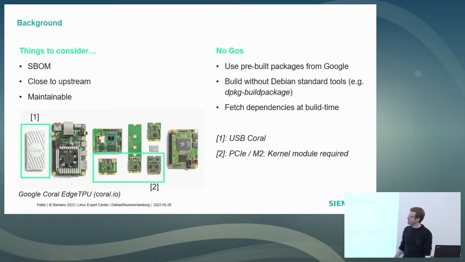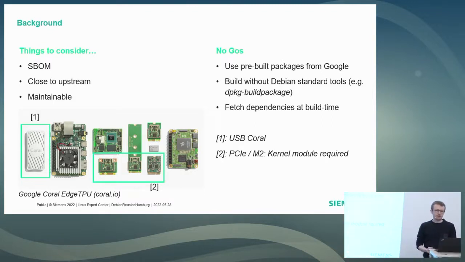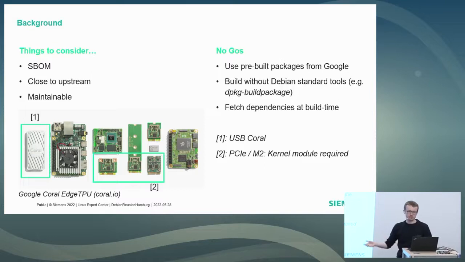But for the PCIe devices, we wanted to have the kernel module packaged, and also a pre-built version of the kernel module as well as a DKMS package, so that our users can take what we give them and install that on their kernel. And as I also said, we want to use the standard Debian infrastructure with dpkg-buildpackage or pbuilder or sbuild or whatever, but not pre-built packages that are generated by a different tool.